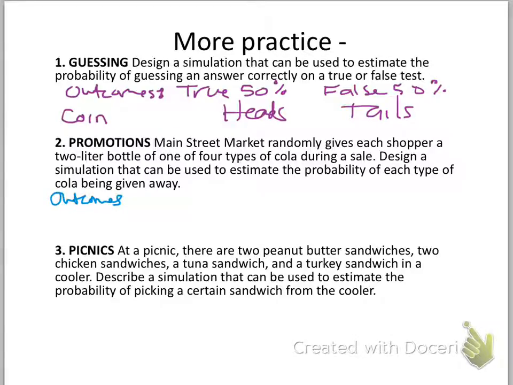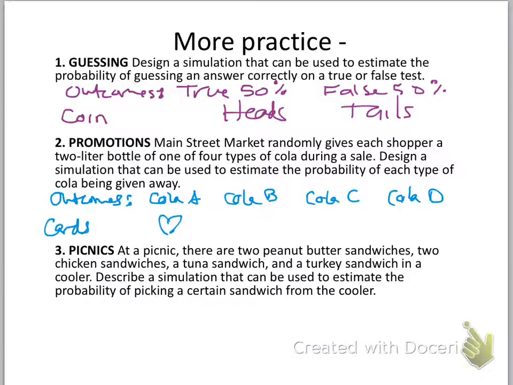Outcomes. We've got 4 different kinds of cola. We're going to go Cola A, Cola B, Cola C, and Cola D. What kind of thing would you like to use for the simulation? I'm thinking cards. Deck of cards. And if I get hearts, diamonds, spades, or clubs. And that's how I will run my probability. And I'm going to do 20 cards I'm going to pull.